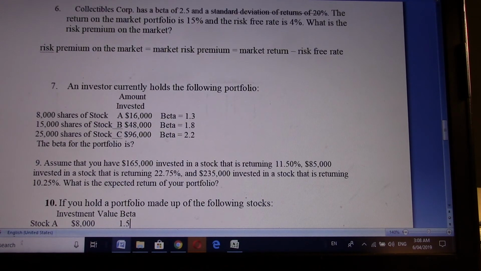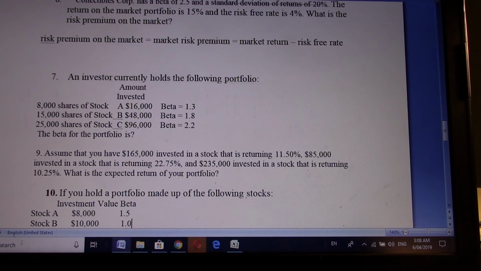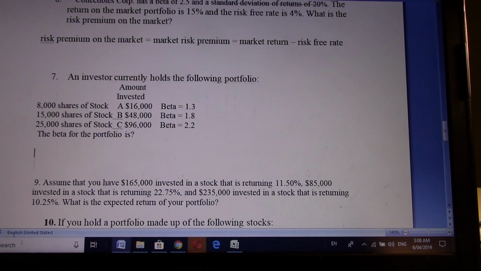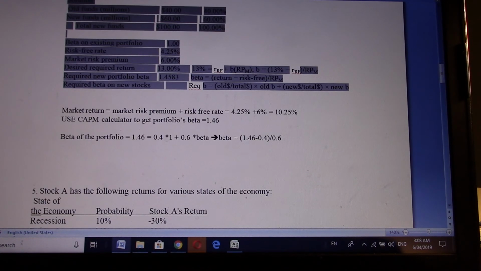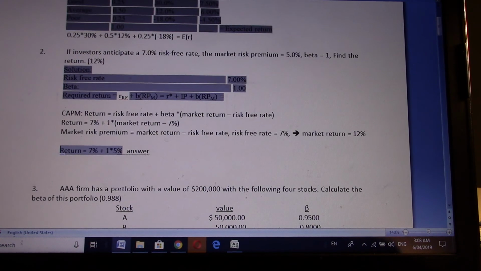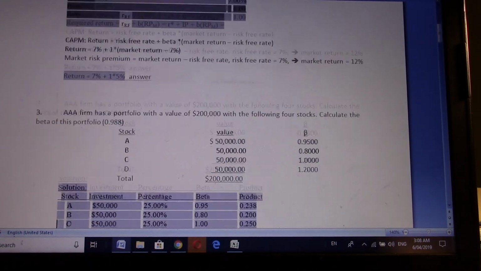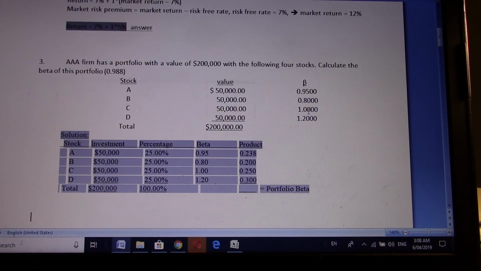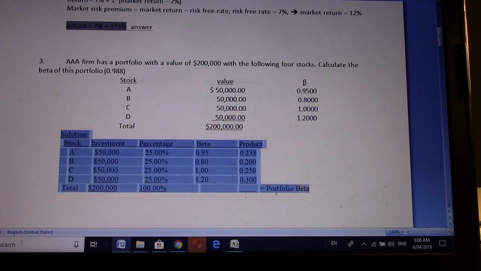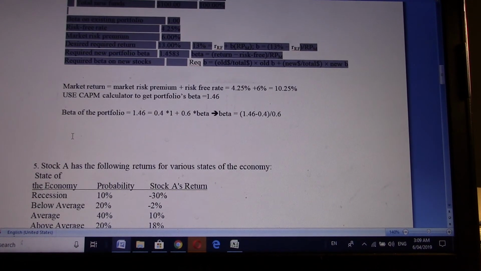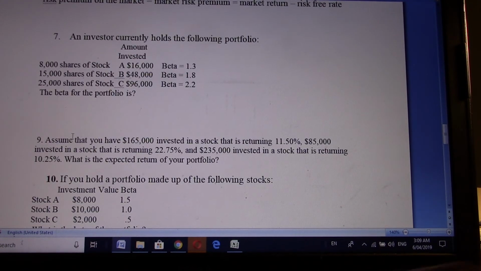Question number 7. Question number 7 should be very similar to the question we just did. It's very similar to question number 3. So the first thing you need to do is figure out the weight of each stock in your portfolio.